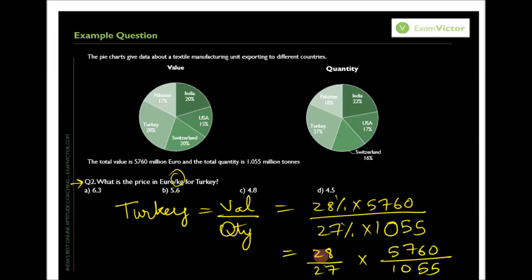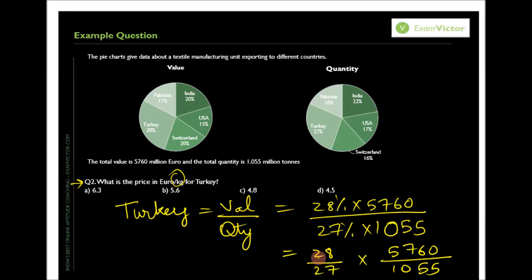28 by 27 is almost 1. These are all quick calculation approximation tips, guys. If you're doing serious calculation in the DI section, you're doing it wrong. You should not be sitting down in a corner and actually finding this out to the second place of decimal. That is the worst possible case. That will just waste time, and in a DI question, honestly, that is not required. What is required is quick approximations.